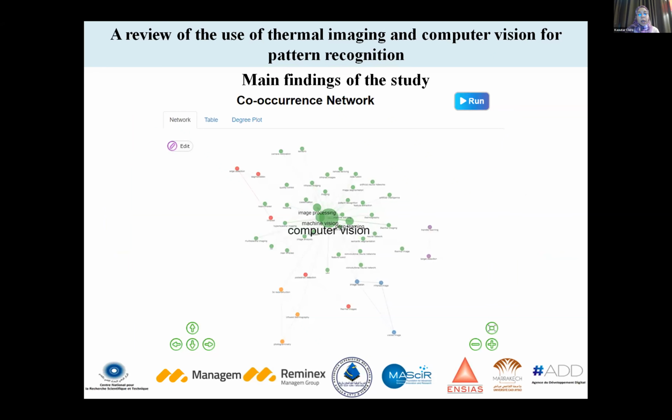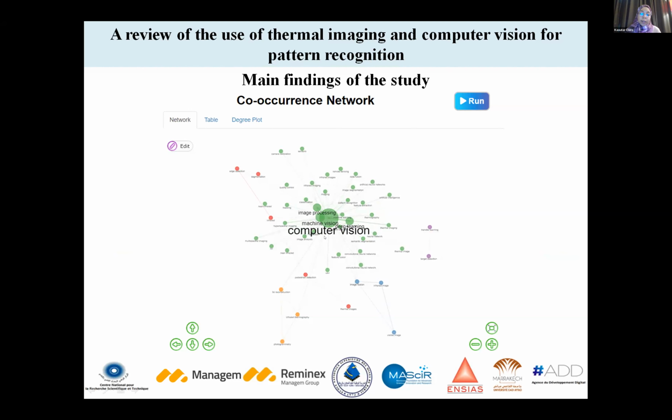And then we can also establish the co-occurrence network, which means that we can organize our keywords into clusters which are related by some kinds of patterns. For example, here the bibliometric analysis gave five main clusters. The first one concerns computer vision, which is here in the center: computer vision, image processing, machine learning, deep learning, etc.